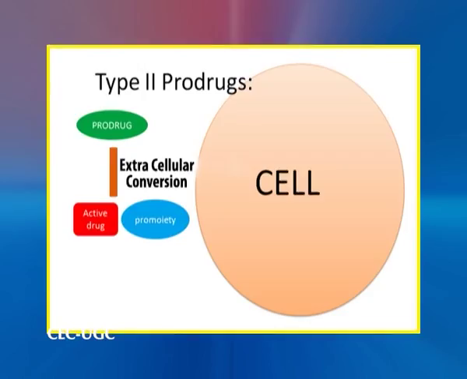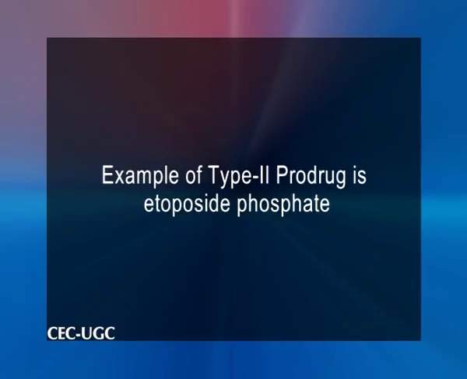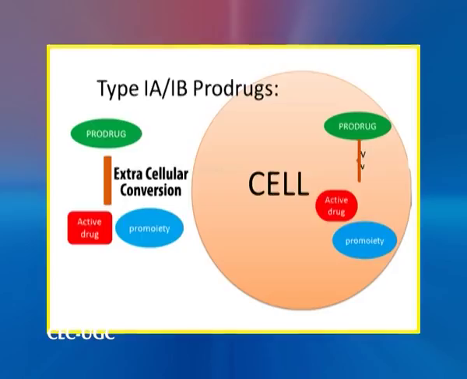Type 2 prodrugs, these are the prodrugs where conversion of the prodrug into the parent drug and attached moiety at the time of action occurs extracellularly. For example, in digestive fluids, systemic circulation, or other extracellular fluids. An example of this kind of prodrug is etoposide phosphate. Type 1A/1B prodrugs. These are mixed type of prodrugs, that is, their conversion into active form may take place both intracellularly as well as extracellularly in gastrointestinal fluids and systemic circulations.